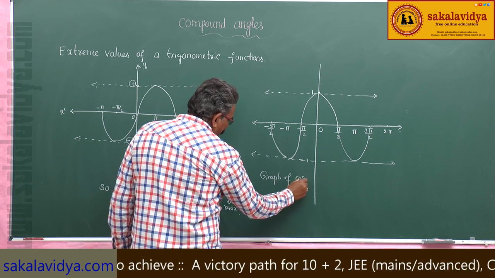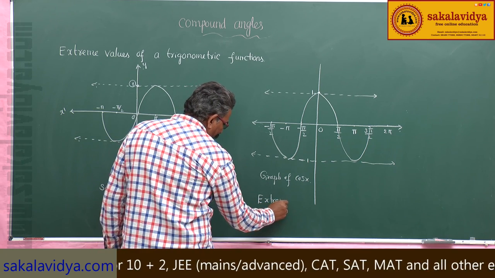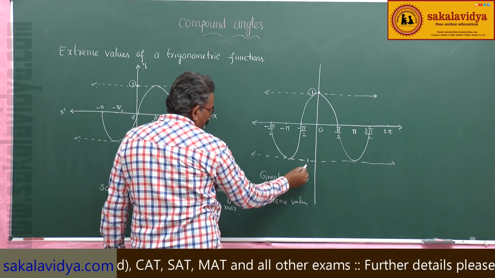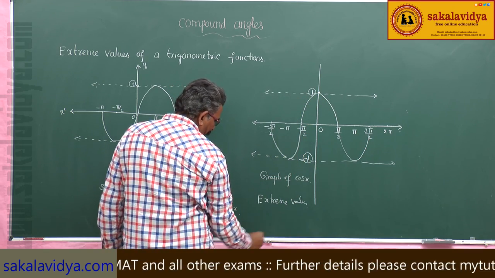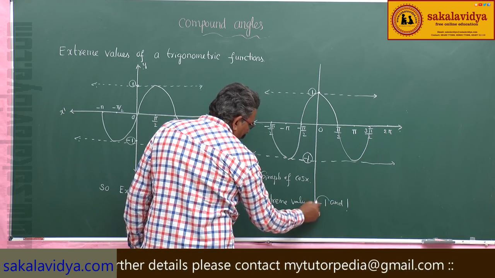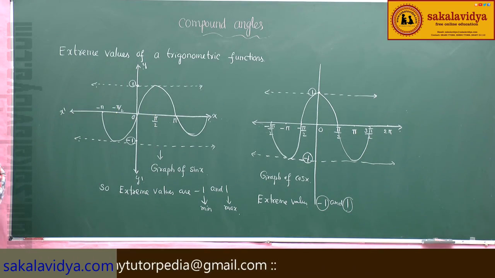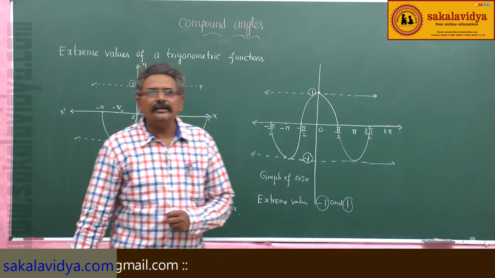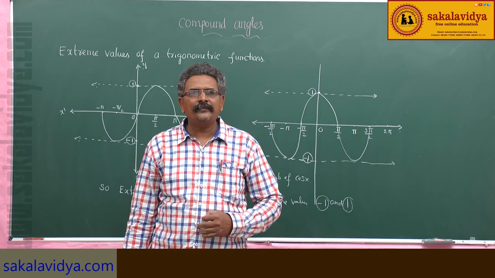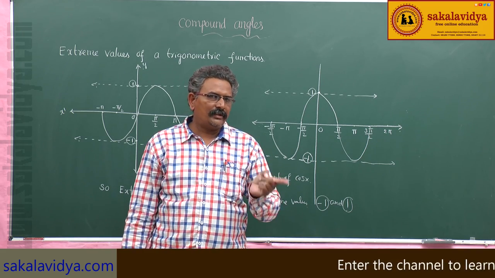Graph of cos x, extreme values. From this graph we can say that 1 is the maximum and minus 1 is the minimum. So, minus 1 and 1. This is minimum, this is maximum. So, now we conclude that the extreme values of sin x are minus 1 and 1. The extreme values of cos x are minus 1 and 1.